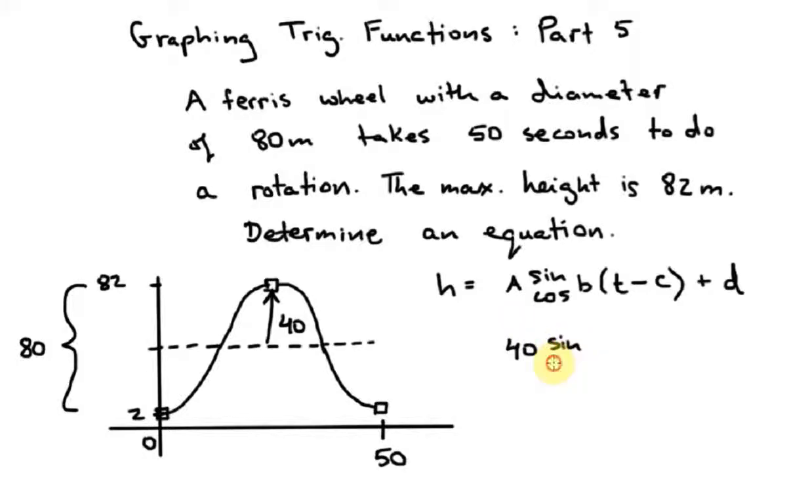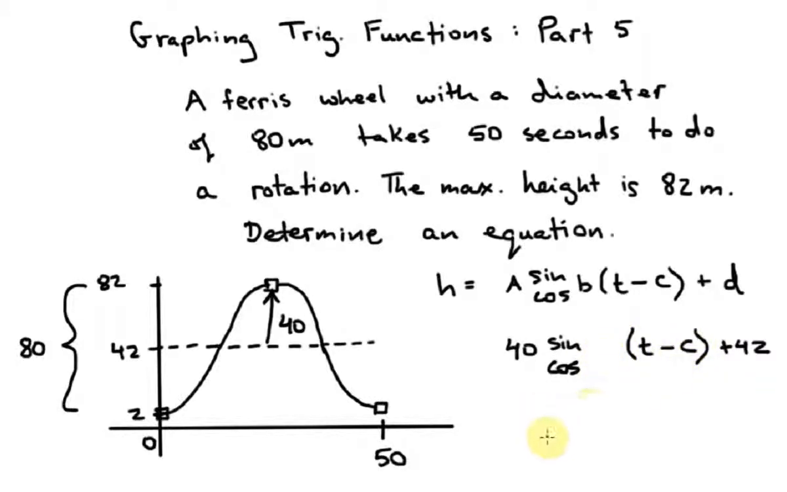Then I'll have sine or cos. Then I have to figure out the number that affects the period, but we'll do that in a moment. The phase shift depends on which of these functions you're going to work with. But let's get D here. D is pretty easy. If your minimum is 2 and you know your amplitude is 40, then it's 2 plus 40, so we must be at 42. So this must be plus 42.